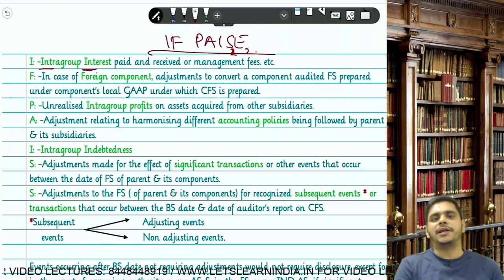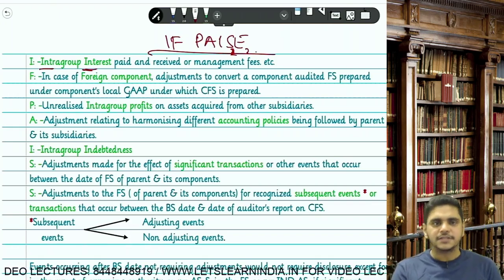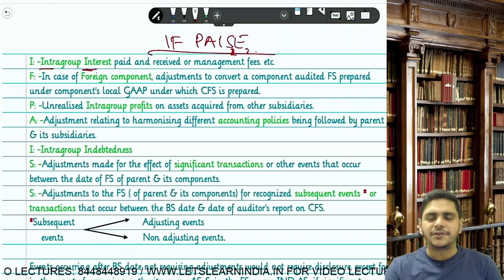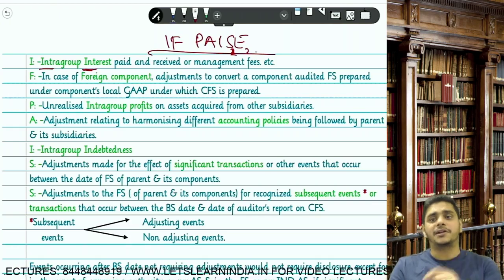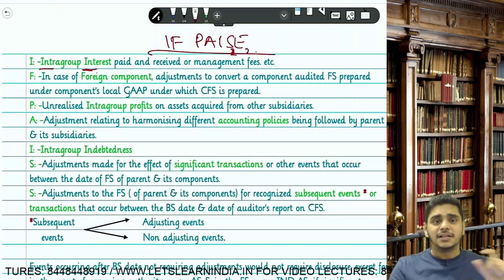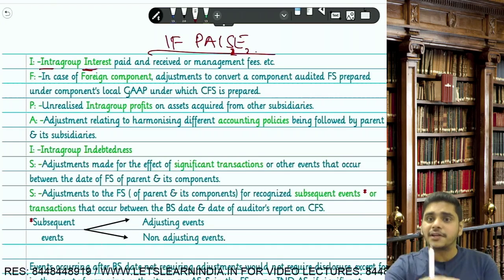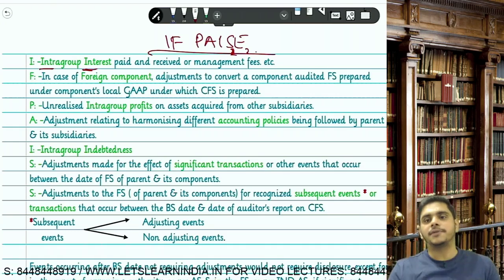Intra-group interest paid and received or management fees. Like if you have taken a loan from a subsidiary, you are paying the interest. It is your current period adjustment.